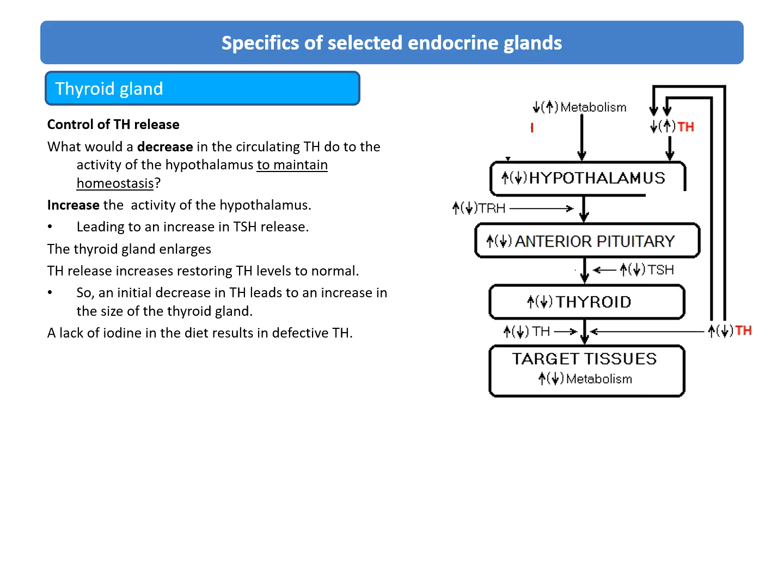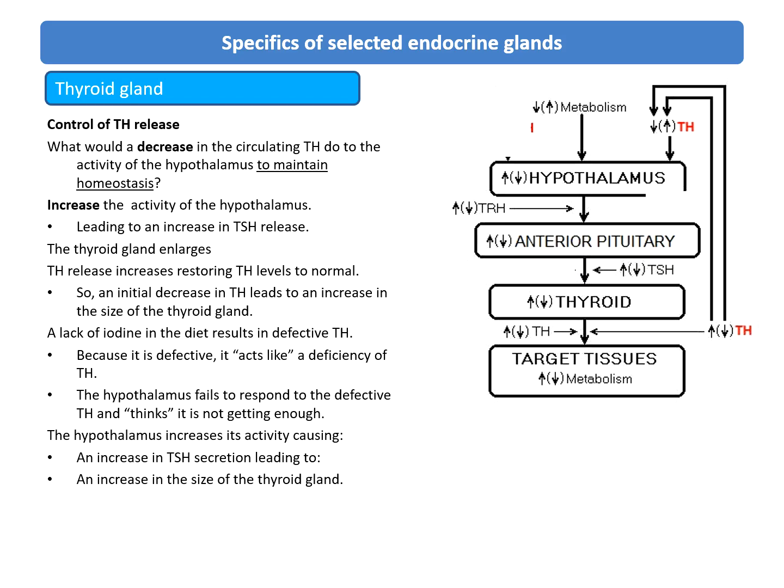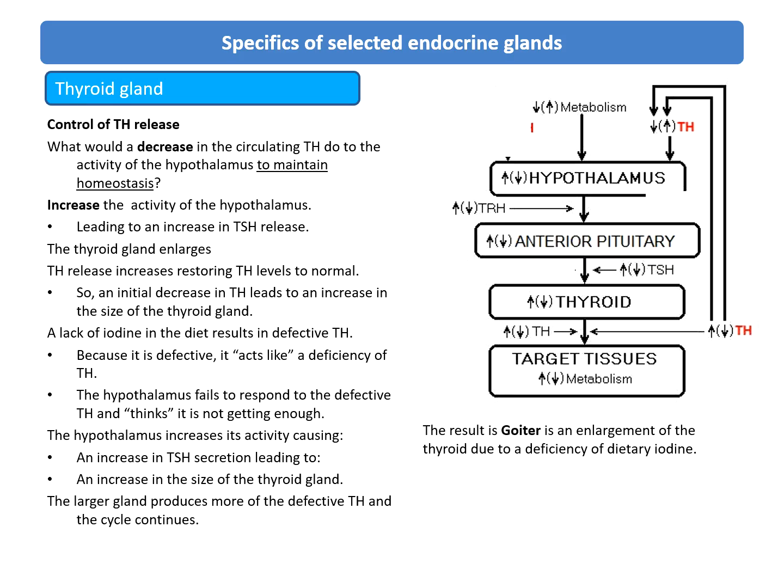A lack of iodine in the diet results in defective TH. Because it's defective, it acts like a deficiency of TH. The hypothalamus fails to respond to the defective TH, and so it thinks it's not getting enough. The hypothalamus increases its activity, causing an increase in TH secretion, leading to an increase in the size of the thyroid gland. The larger gland produces more of the defective TH, and the cycle continues. The result is goiter, an enlargement of the thyroid due to a deficiency of dietary iodine.